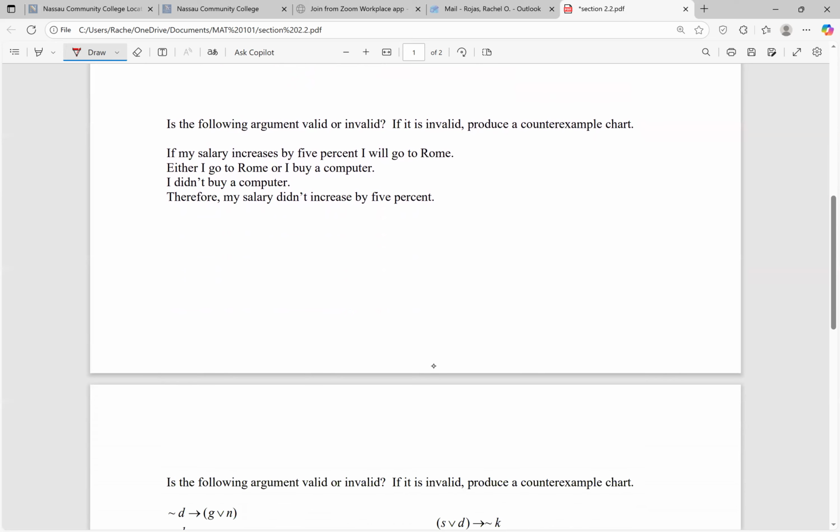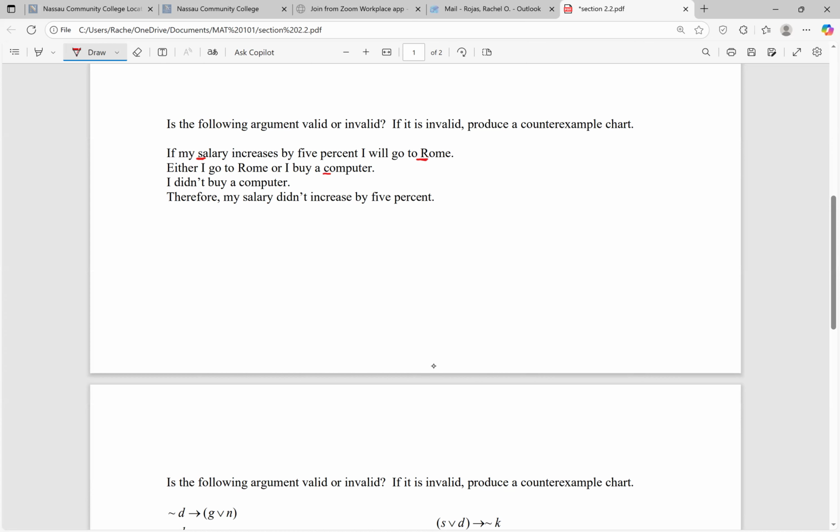So we have the first one. The first premise is, if my salary increases by 5%, I will go to Rome. Let's use S for my salary increases by 5%. I will go to Rome, let's use R. The second one says either I go to Rome, which we already have R for, or I buy a computer. So let's use C for I buy a computer.